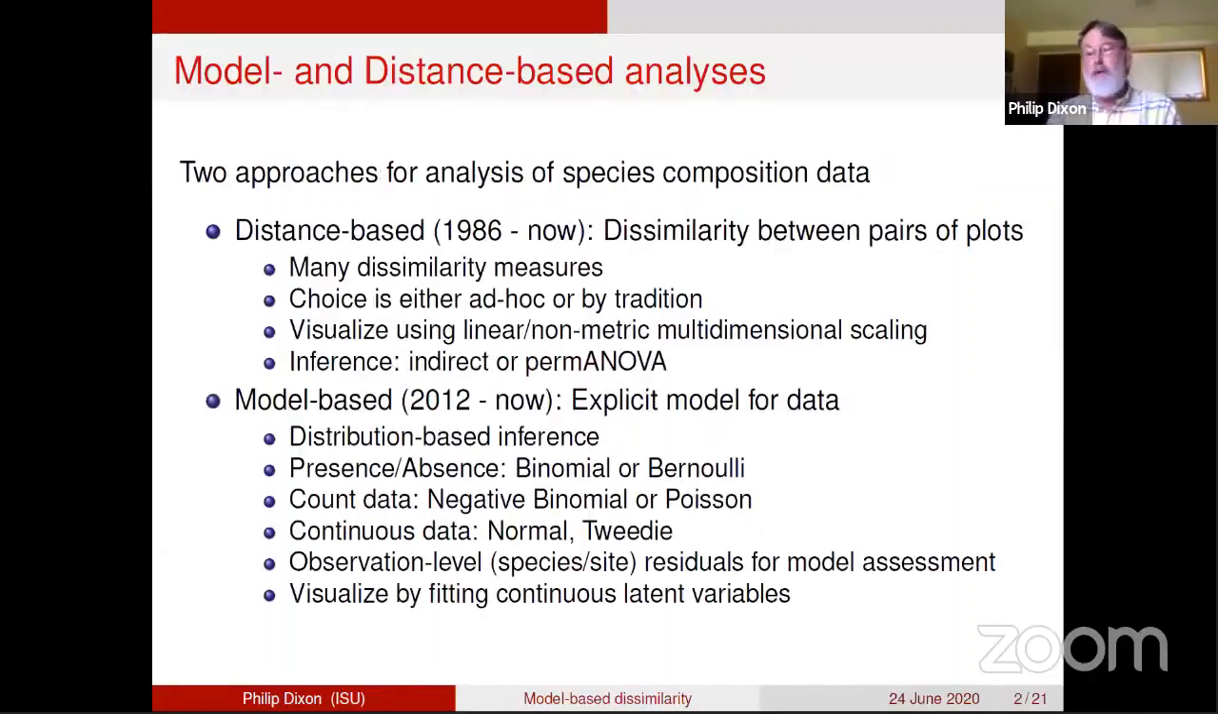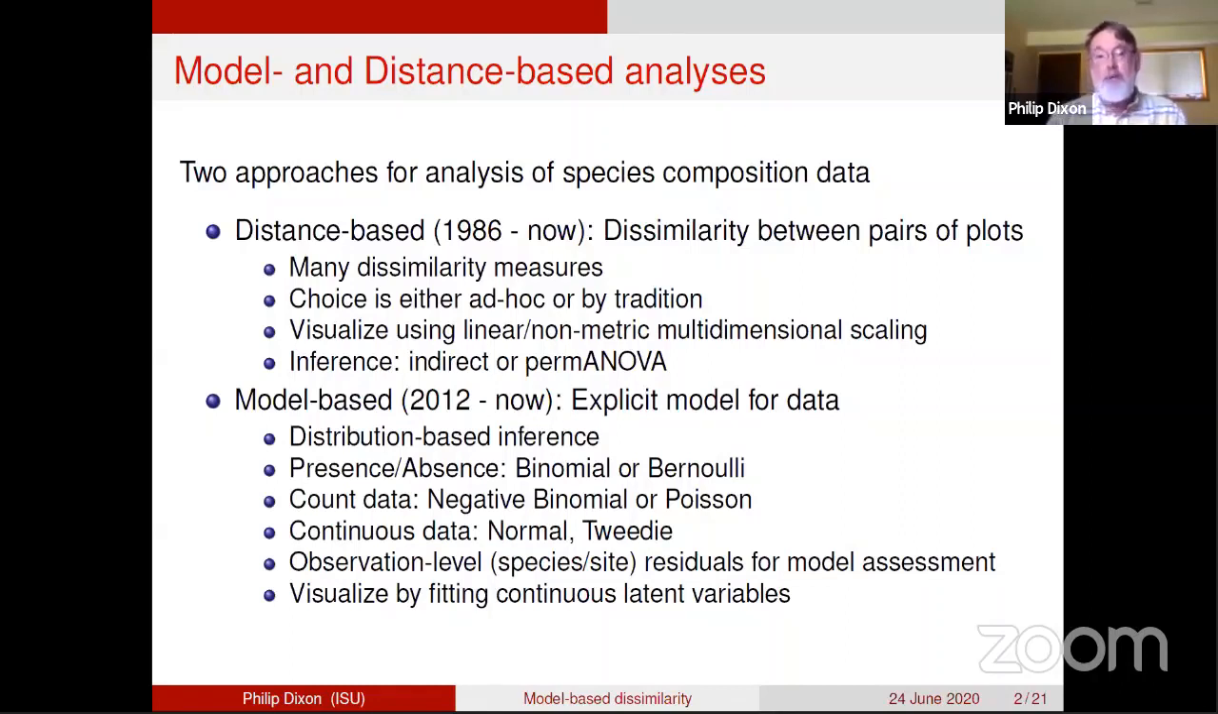The history of species composition data analysis is a history of changes in predominant measures and predominant statistical approaches over time. If you remember what polar ordination is, you definitely qualify as an old timer. For the last 35 years or so, the dominant approach has been what I call a distance or dissimilarity-based approach, where the starting point is a pairwise measure of dissimilarity between two plots, assembled into a matrix that then provides the foundation for visualization or inference.